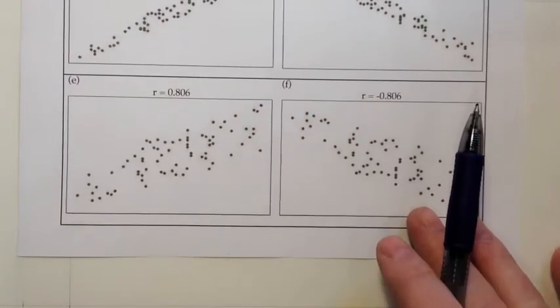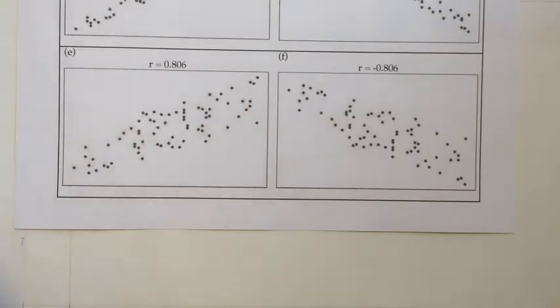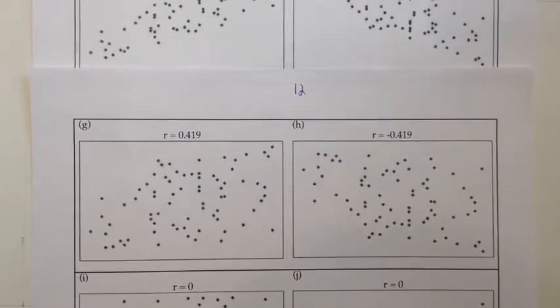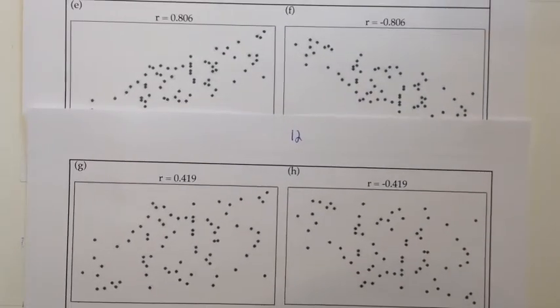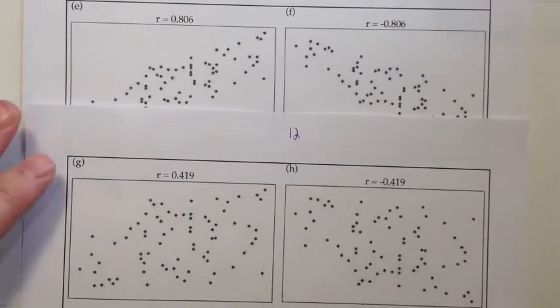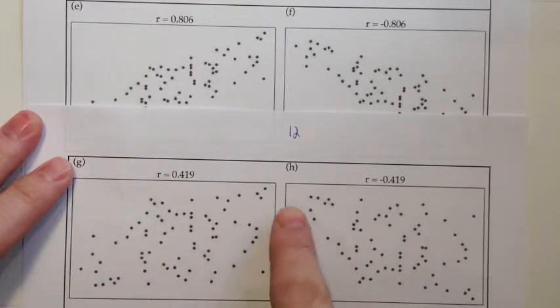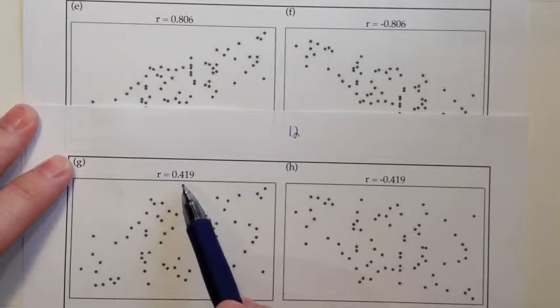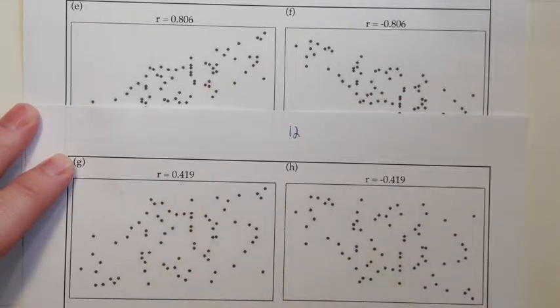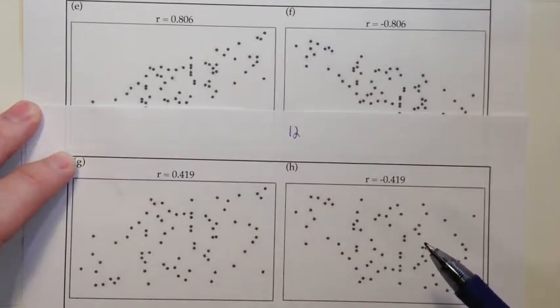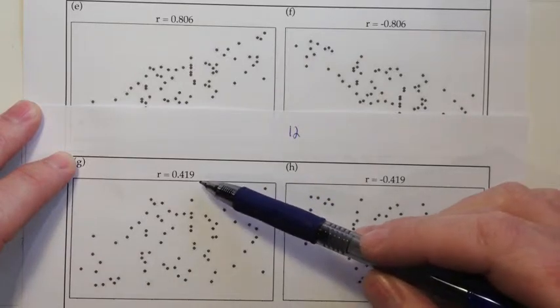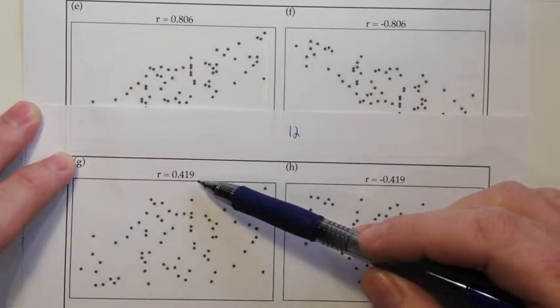If we continue on to the next page, we can see that trend continuing to change as the pattern loosens up some more. We get what's almost just a blob with an upward trend and a blob with a downward trend. We see our correlation weaken to 0.419 and negative 0.419. In fact, this might even be a surprise to you. When you first look at this, it might seem like it's just a random mess, but there is a little bit of an upward trend, but not a lot.